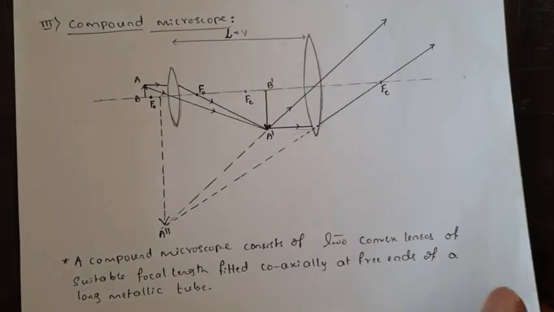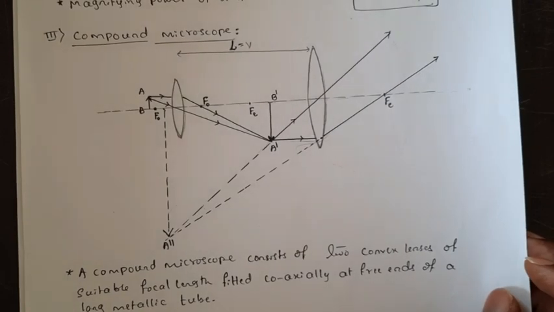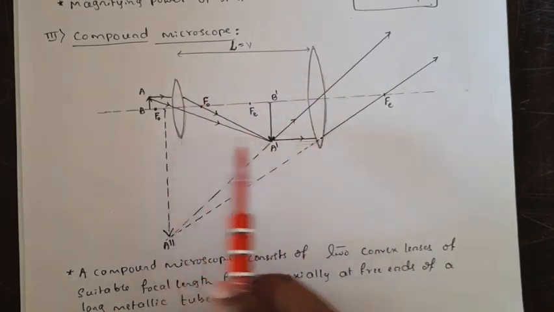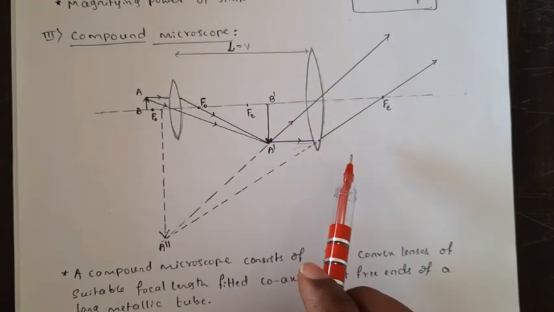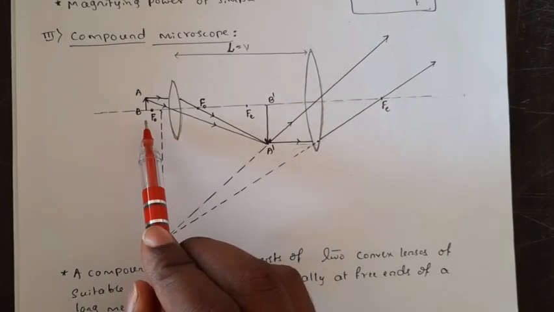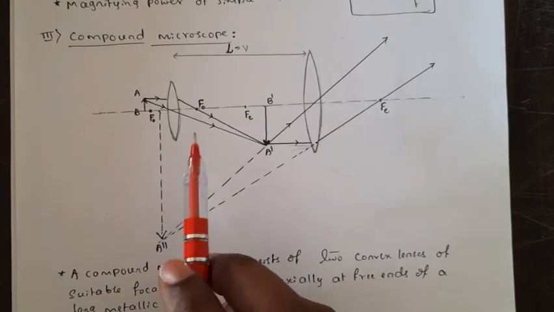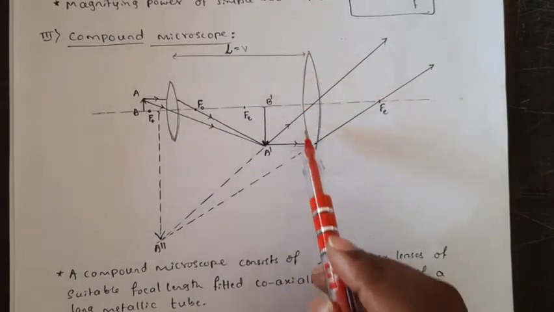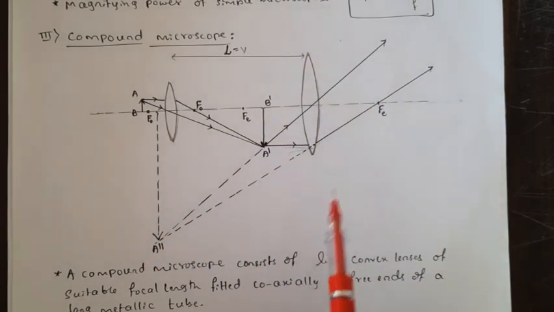Okay, and the second one, compound microscope. It consists of two convex lenses, first one and second one. They are connected coaxially at the end of a metallic tube. The lens which is nearest to the object is called the object lens. And we have one more convex lens of larger focal length and larger aperture compared to this one, and this is called the eyepiece.